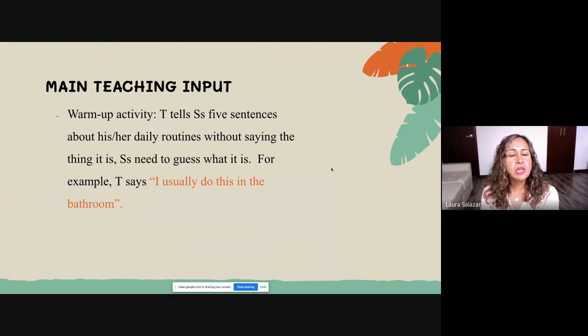In the main teaching input, for the warm-up activity, the teacher tells the students 5 sentences about her daily routines without saying the thing it is, and students need to guess what it is. For example, the teacher will say, I usually do this in the bathroom. Or, I usually do this in the kitchen. Students need to guess what activity the teacher is talking about.